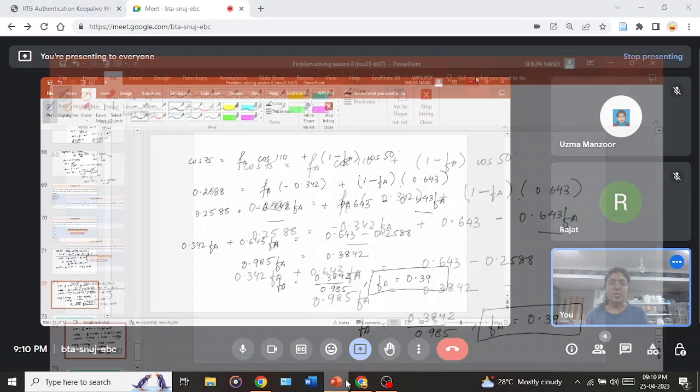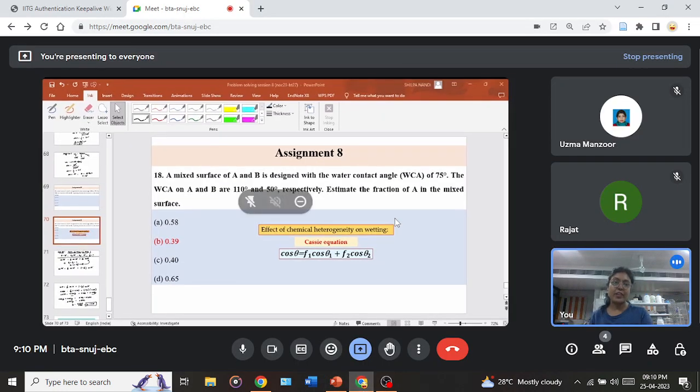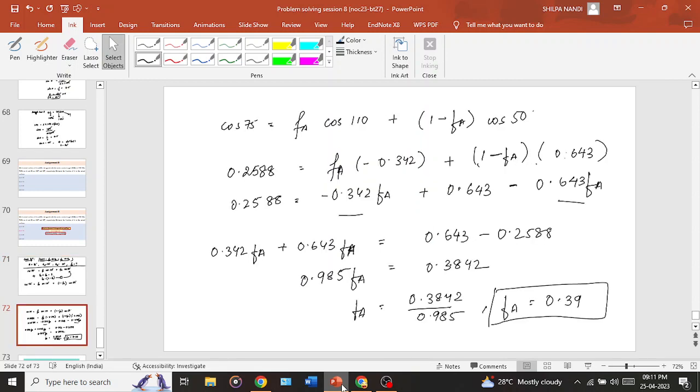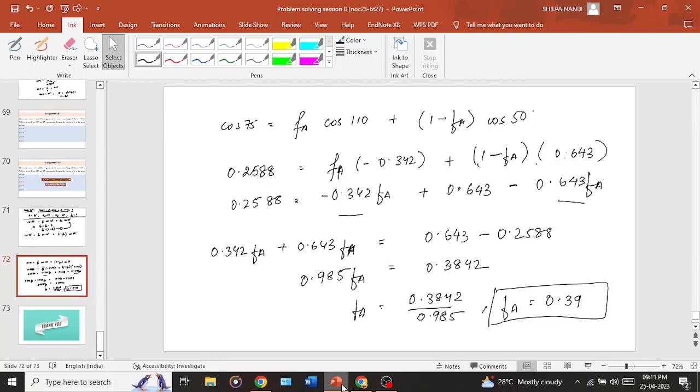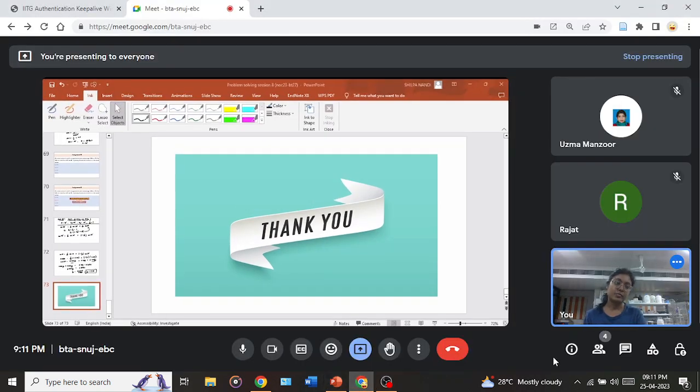As the question stated, you have to estimate the fraction of A in the mixed surface. So the correct answer would be B, 0.39. Is it fine? So we first, through the Cassie equation, determined the fraction of A, which came out to be 0.39. So that was all for today.